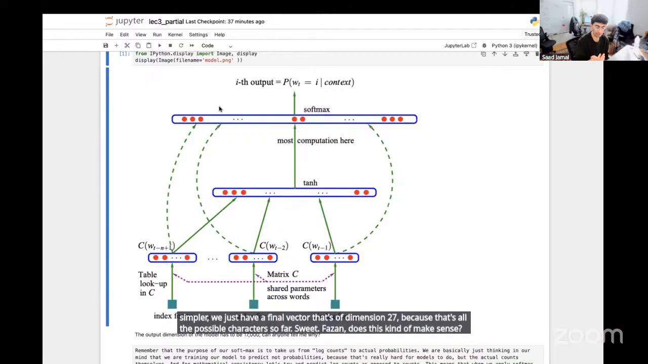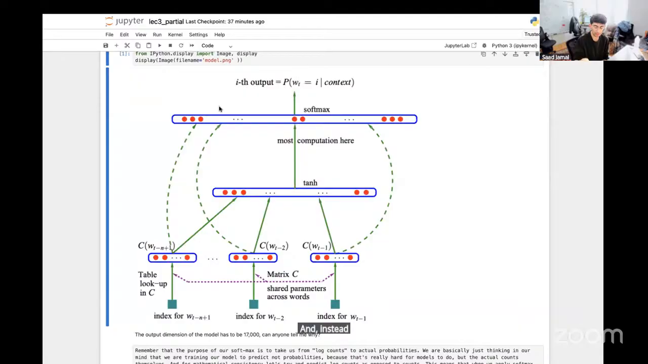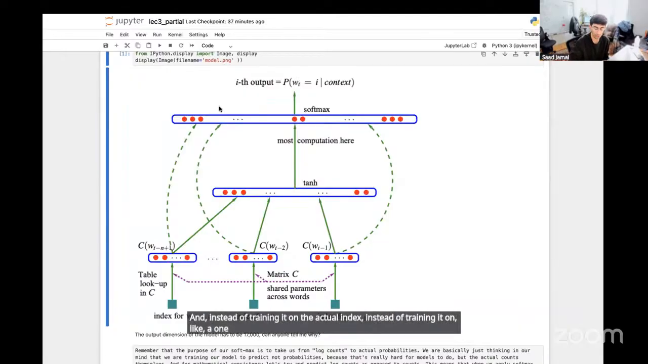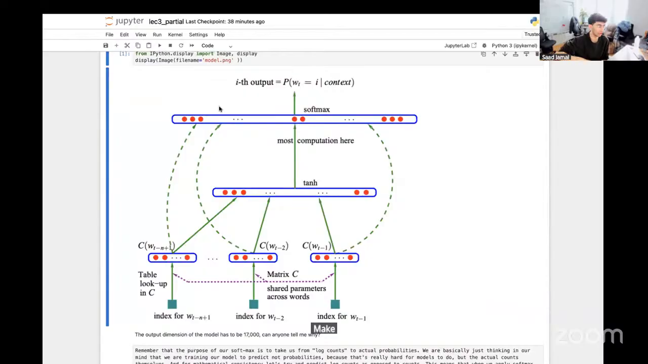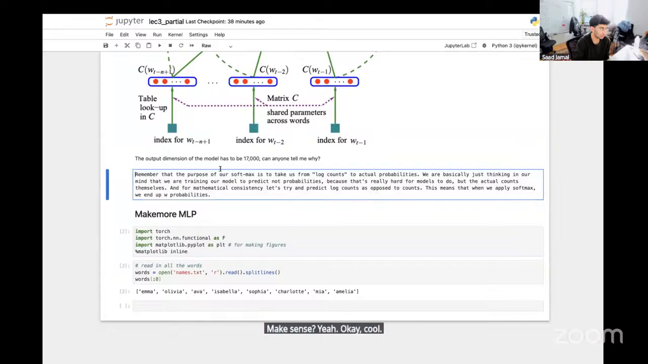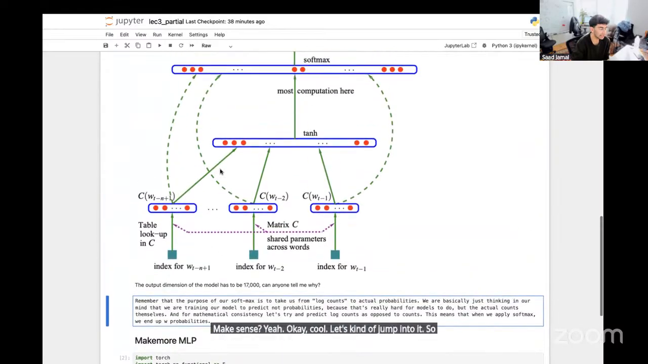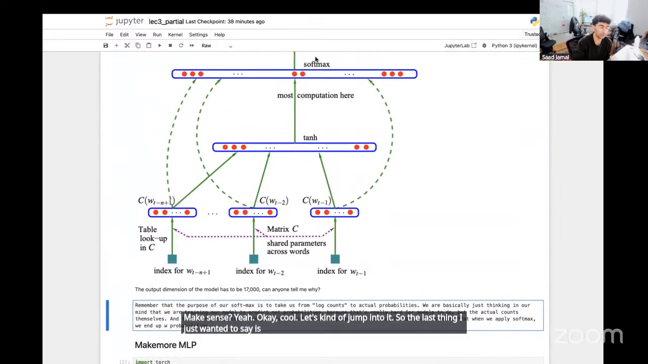It's a neural net. The only difference between this and our previous neural nets is that this one is two layers as opposed to one layer. And instead of training it on the actual index, instead of training it on a one-hot encoding, which is what we did last time, we're training it on an embedding. An embedding is just a random vector that we have in between. Make sense? Yeah. Okay, cool. Let's jump into it. So, the last thing I just wanted to say is a review of what softmax is.